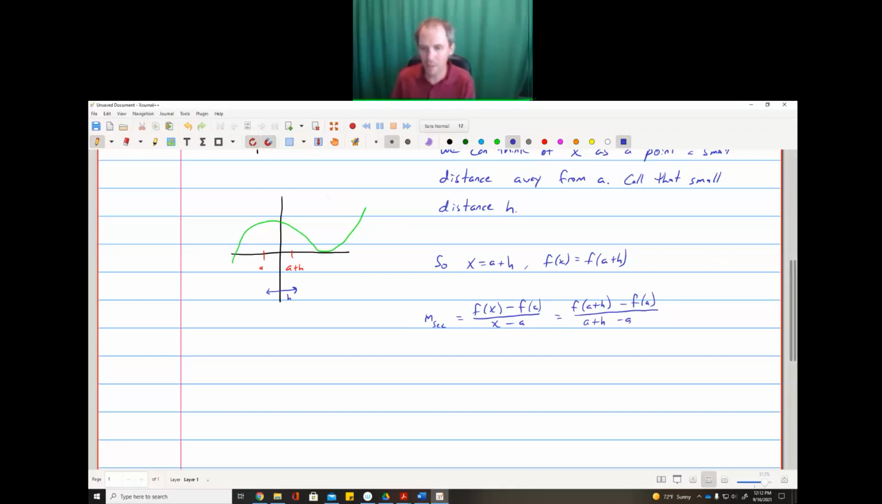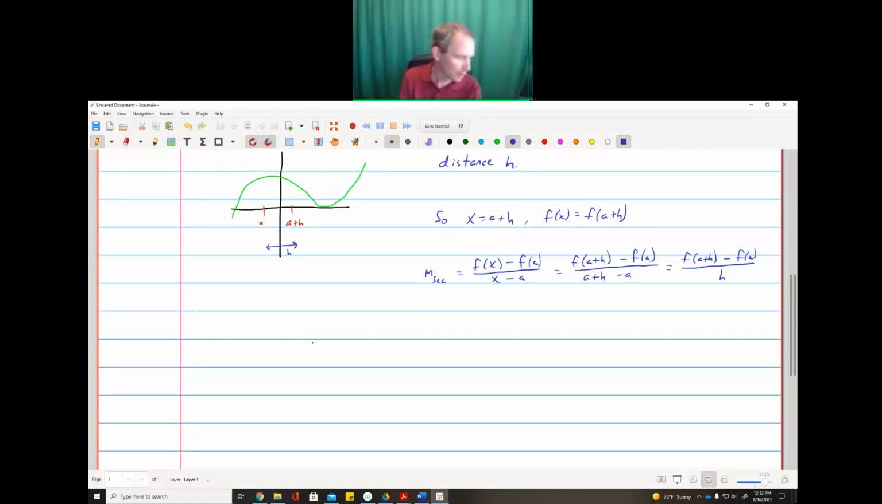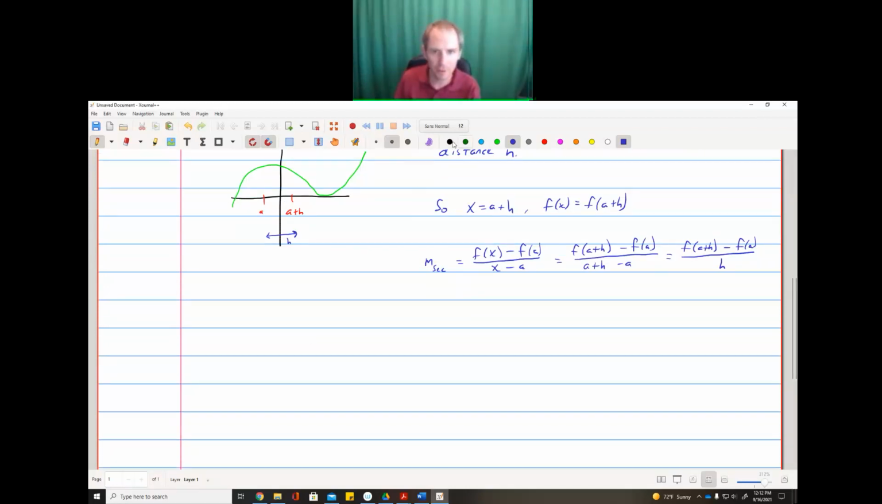But a minus a can cancel, so I just have f of a plus h minus f of a all over h. It looks like a different formula, but it's the exact same thing. I've just relabeled things so that I'm focusing on that distance between the 2 points. All right. So let's have a definition.